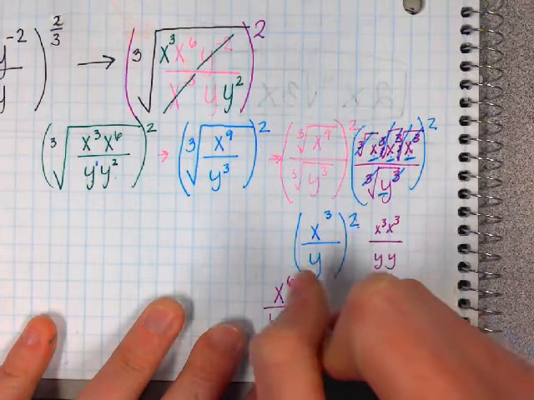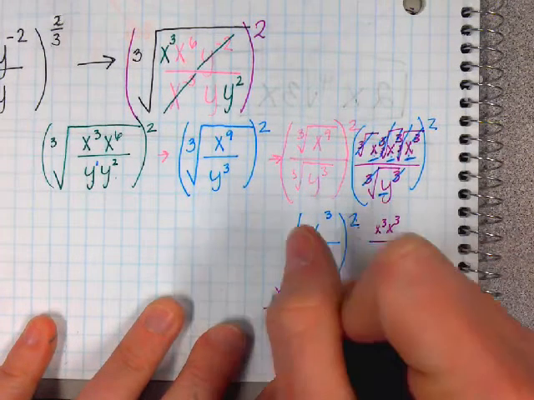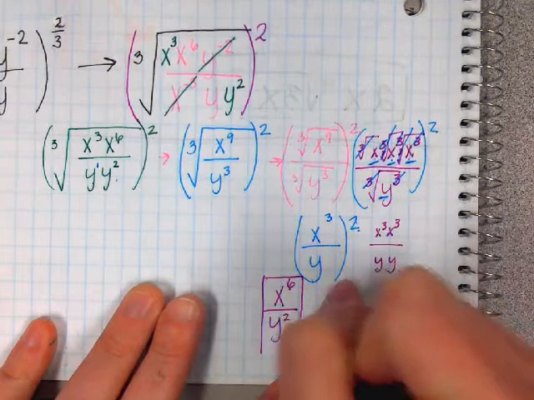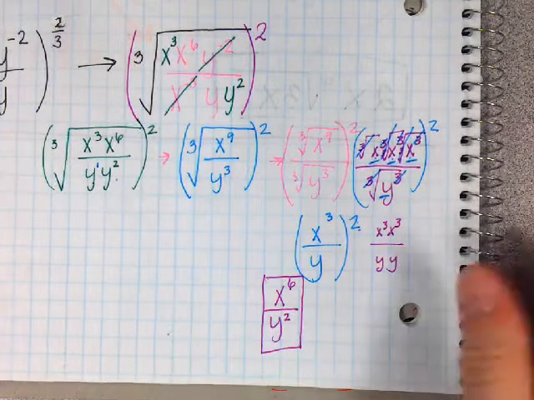And then we have y, which would be divided by y squared. And that is your final answer.